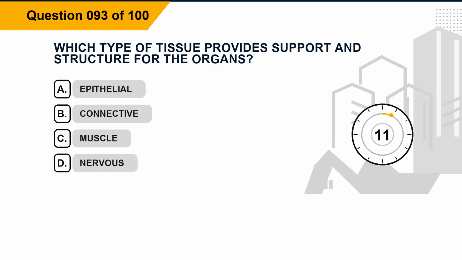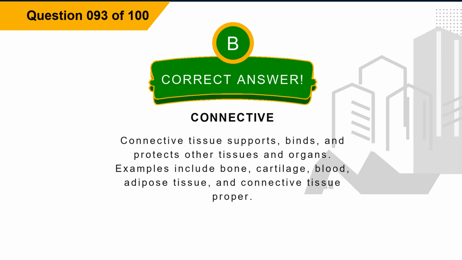Question 93. Which type of tissue provides support and structure for the organs? Option A, epithelial. Option B, connective. Option C, muscle. Option D, nervous. The correct answer is option B, connective.